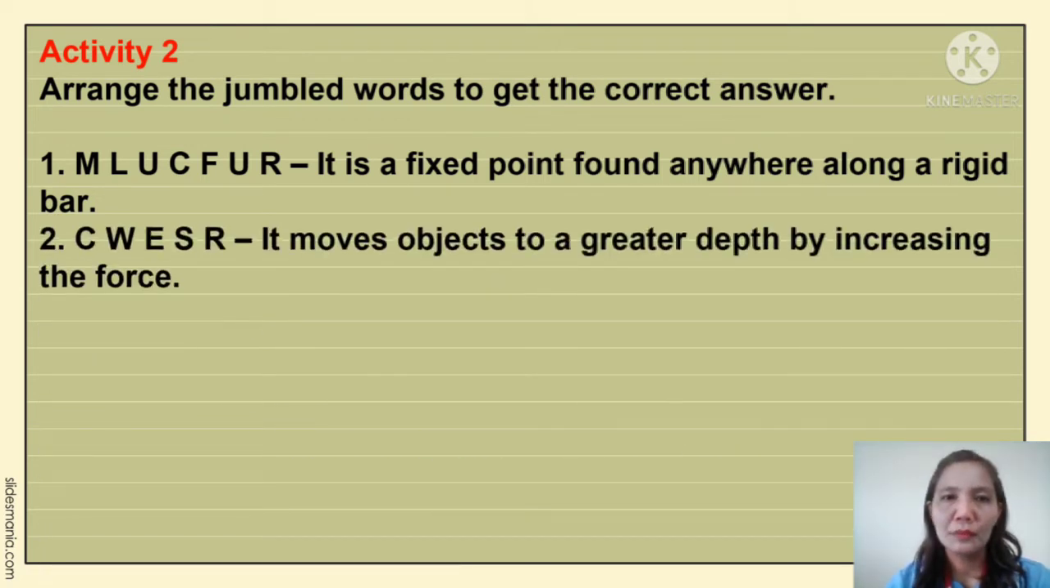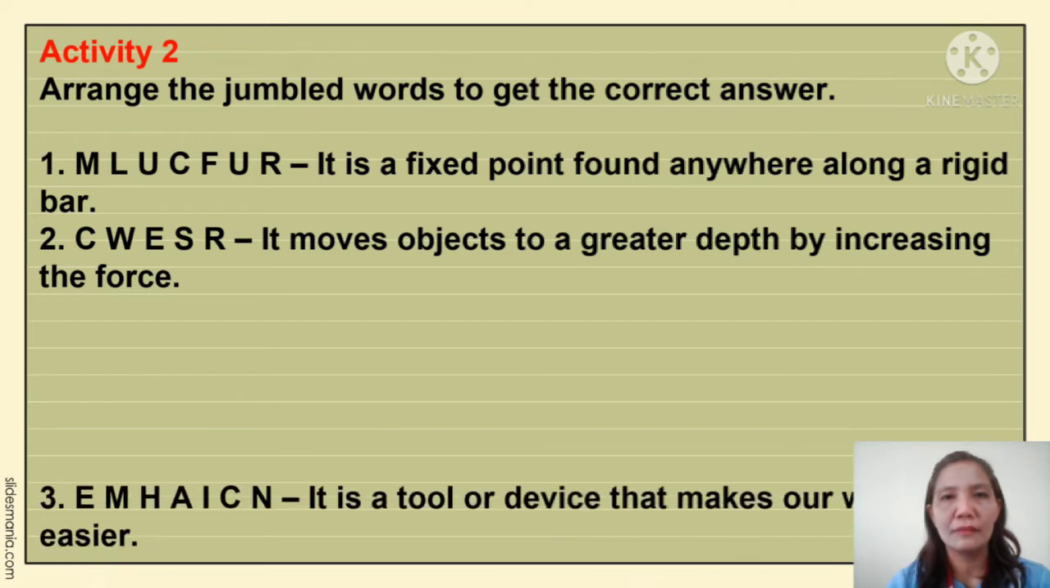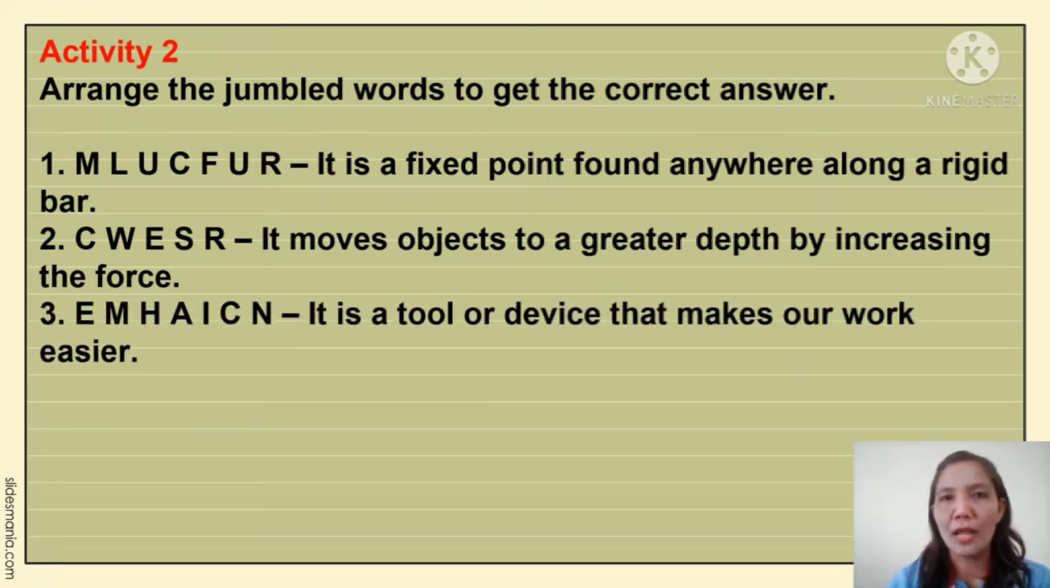Number 2. The letters are C, W, E, S, R. It means it moves objects to a greater depth by increasing the force. Number 3. We have letters E, M, H, A, I, C, N. It is a tool or device that makes our work easier. Can you guess the word?